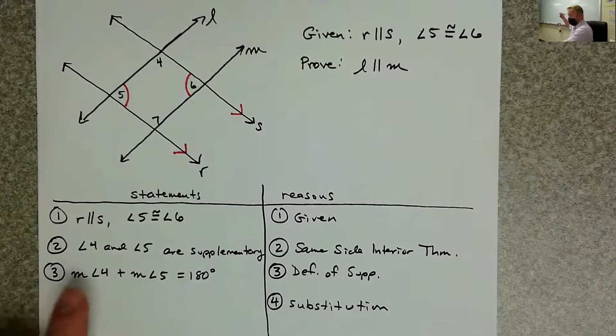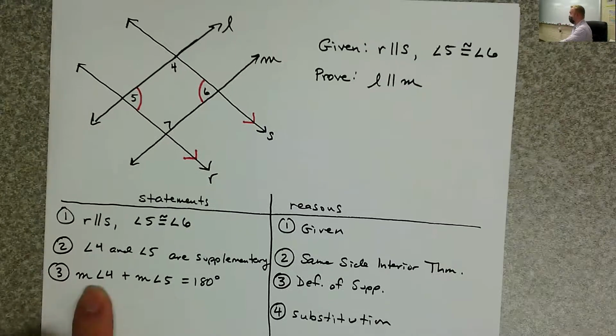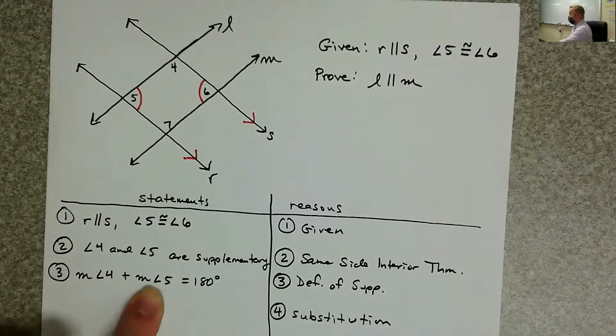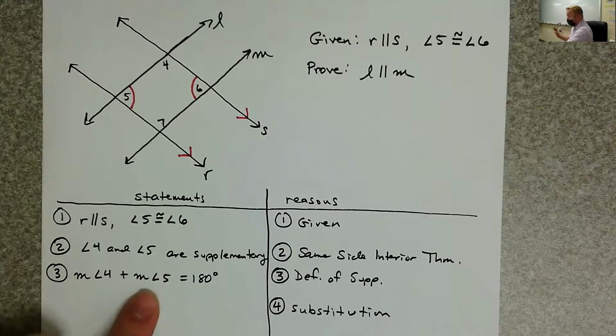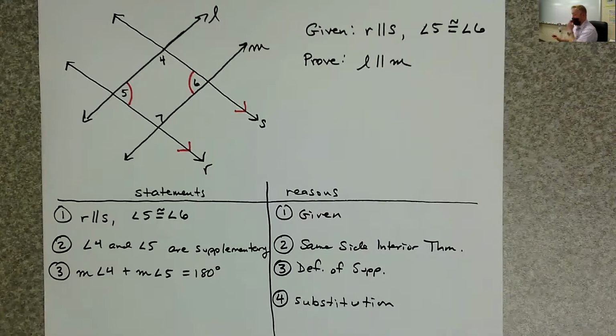Close. How about from this equation, what am I going to substitute here? Maybe 5 and 7? 5 and what's congruent to 5? 6. So what, 5 and 6 and 4 and 7. Well, I can't substitute 4 and 7 yet. I don't know anything about 4 and 7. I know 5 and 6 are congruent. Okay. So I'm going to make that substitution.